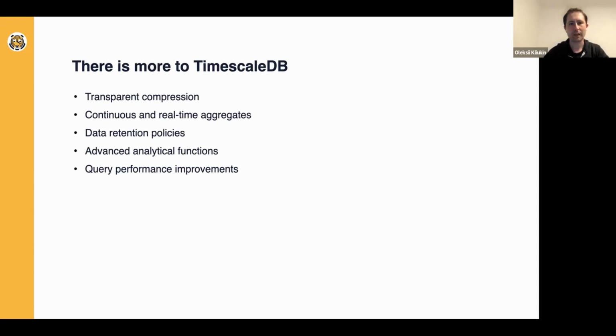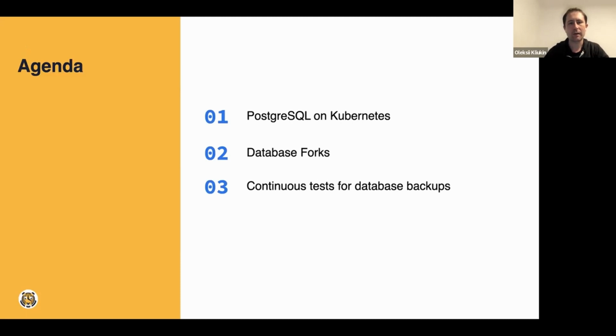In this talk, I'm going to start by describing how and why we run Postgres and Timescale on Kubernetes. And I will introduce the concept of database forks, clones of the data. And I will describe how we do database forks and what they are useful for. And in the last part of this talk, I will describe how we use the infrastructure behind database forks to create continuous tests for database backups.